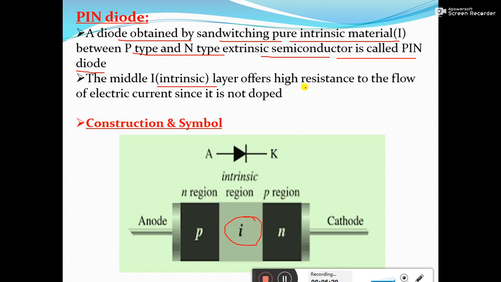Because of the intrinsic layer, you can see the conductivity of intrinsic semiconductor material is very less.